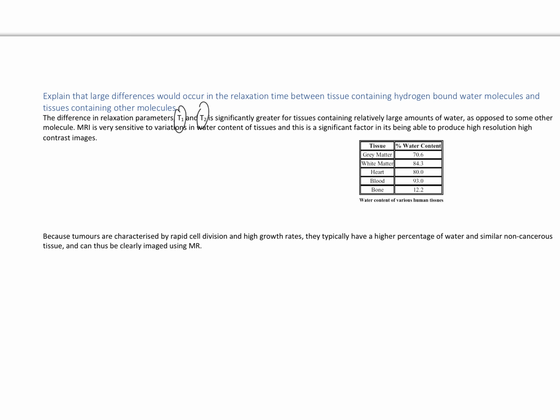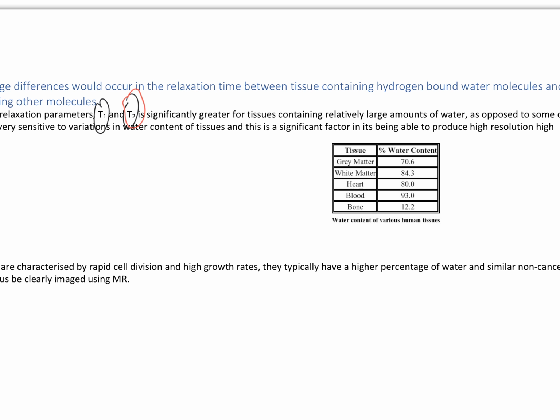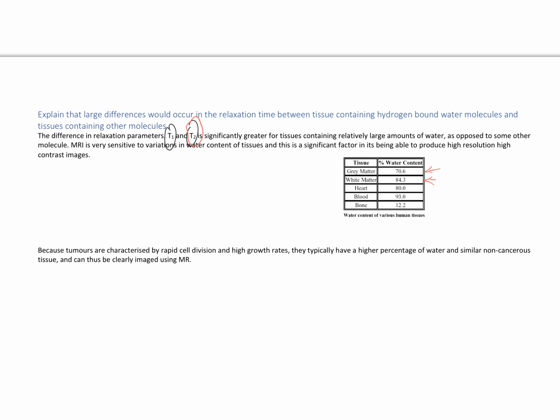In tissues with a lot of water, they tend to be towards the longer time, the T2 time. So they take quite a while for that T2 relaxation to occur. And you can see, we could tell the difference between two different parts of the brain, the white and the grey matter, the heart, the blood, so they all have different levels of water content, and MRIs are very, very sensitive to water content in tissues.